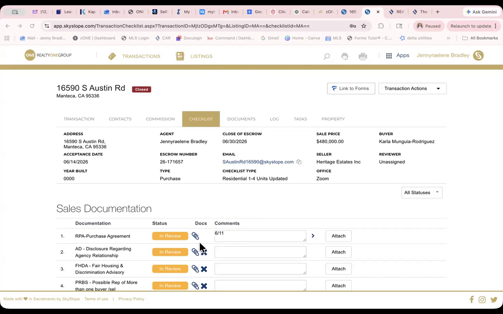So this is what the buyer broker agreement looks like. I do have a highlighted contract. So if any of you ever want to request the highlighted contract, I do have one and I will send it to you, okay? So obviously there is a lot of verbiage to go over with your buyers.